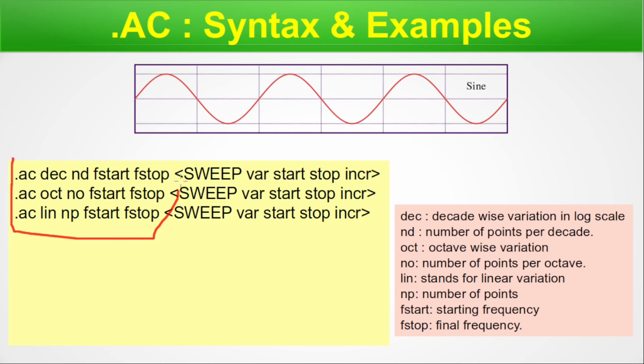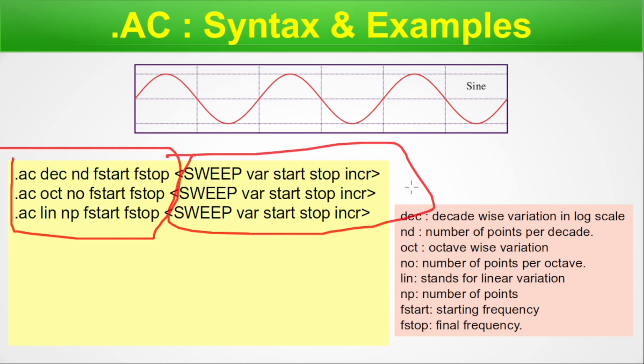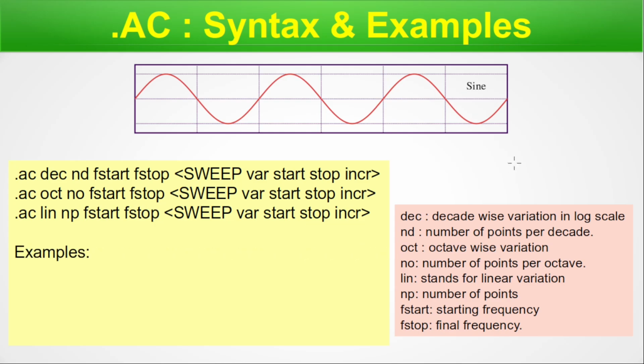And here is the first part we have talked about. We will see examples for the sweep part also going further. So without any further delay, let's start the examples. First, we have .AC, then a decade-wise variation. Here we have 10 points per decade. Starting frequency is 1 and ending frequency is 10k.